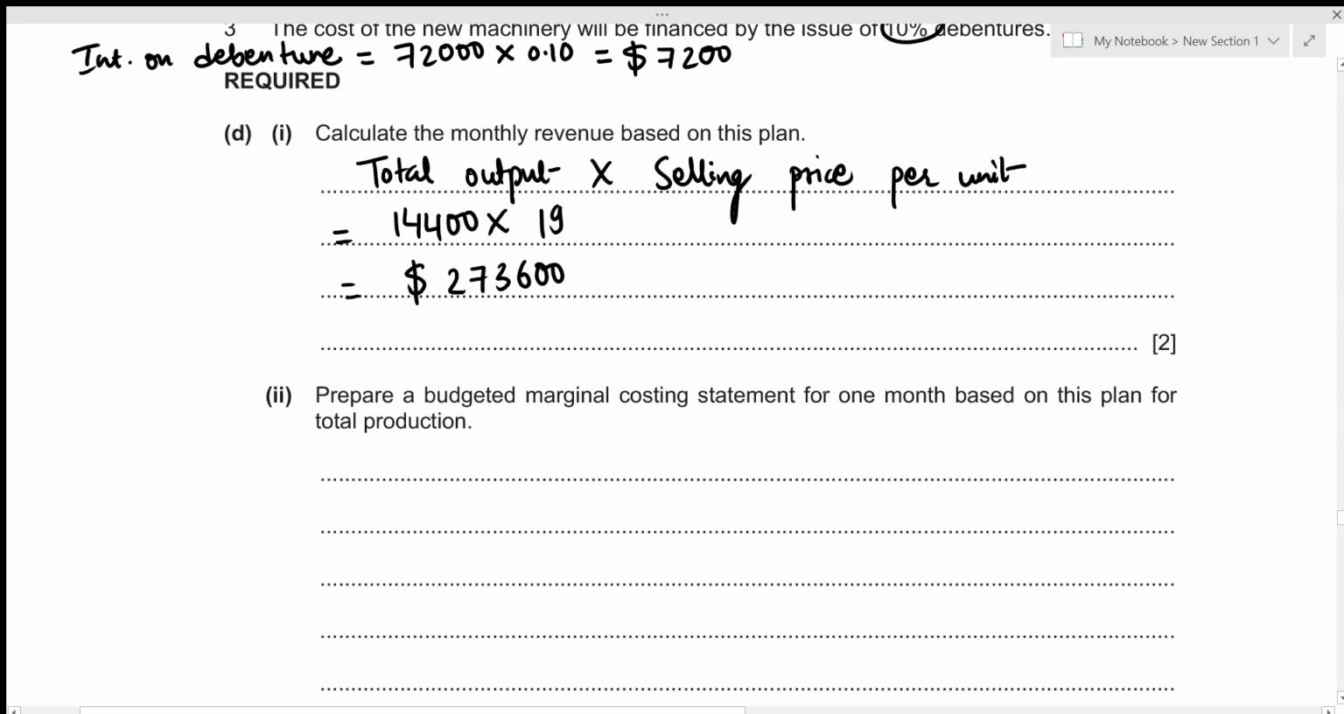Alright, now for the second part of the fourth question, we need to prepare a budgeted marginal costing statement for 1 month based on this plan for total production. Okay, so we will be starting with our revenue. And we already figured out the monthly revenue to be 273,600. Let's substitute that value.